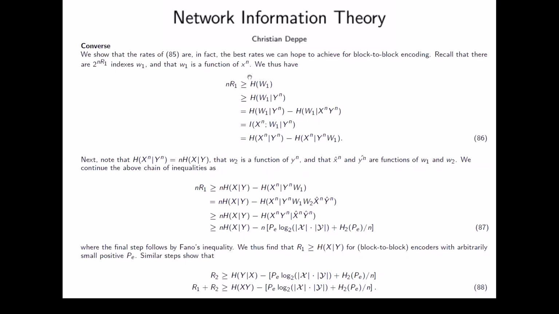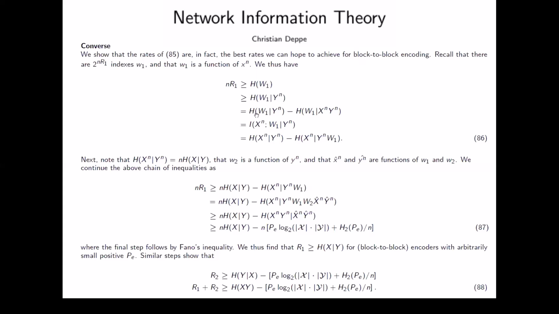So like we did every time, we start with this inequality that n times R1 is greater or equal than the entropy of W1. Now, of course, we can make it smaller just by adding a condition here at the entropy, because the conditional entropy is smaller than the entropy. So this is smaller than the entropy of W1 conditional on Y^n. Now look at this entropy here. The entropy of W1 conditionally on X^n and Y^n is 0, because W1 is a function of X^n. Therefore, this is 0, and we just can add it.